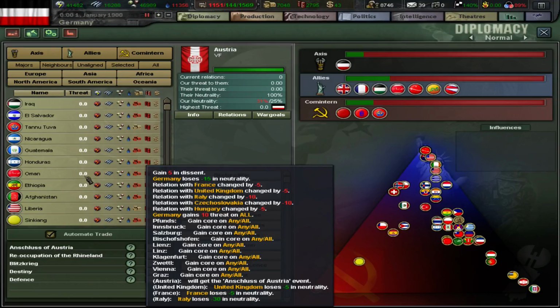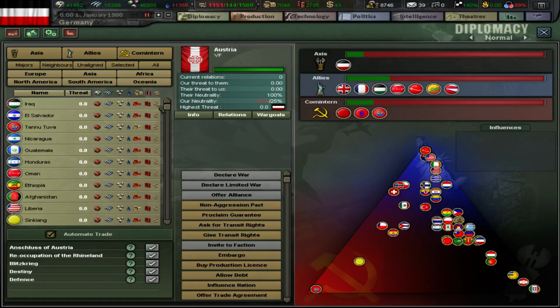Austria would get the Anschluss of Austria event, basically saying, hey, we're now giving you. The UK would become basically 5 less neutral towards us. France and Italy would all become less neutral to us. Basically, we're becoming more of a threat, right? We basically just turned around and told the country, hey, you're mine now. And the country went, okay. So that is the diplomacy tab.